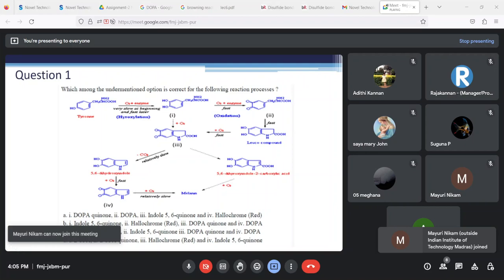So does this reaction look any familiar to you? What reaction are we looking at? The formation of melanin from tyrosine. Does this reaction ring a bell?